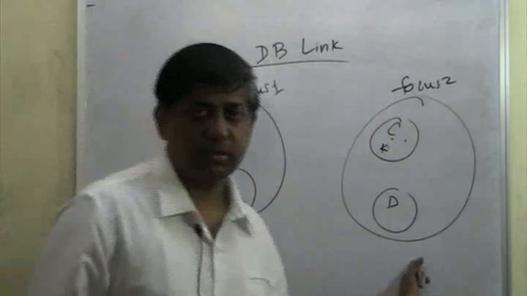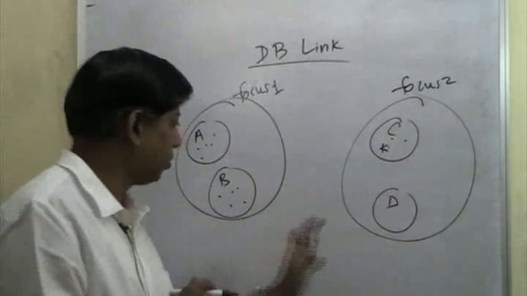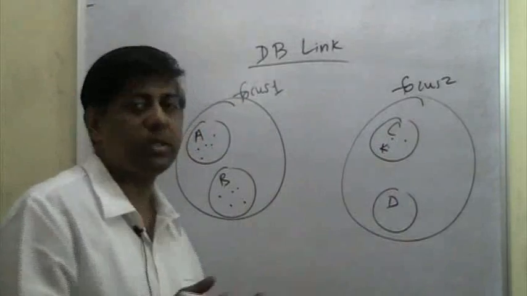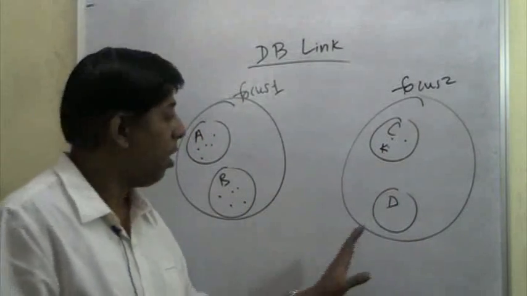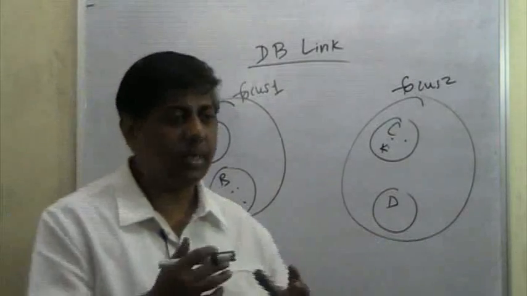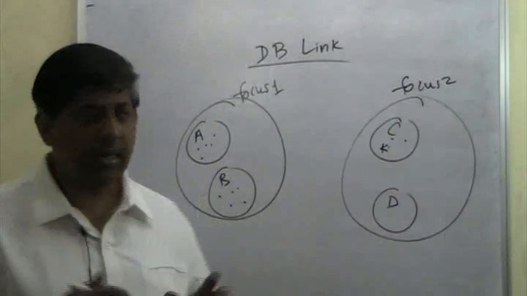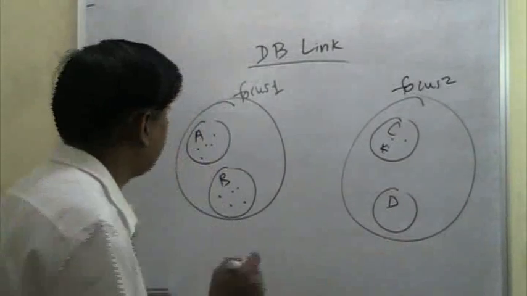These two databases can be on the same machine, both on the same Windows machine, or both running on the same Linux or Unix machine, or one could be on Windows and the other on Unix, or whatever. I don't care where they are running. All I am concerned about is that there are two databases running. Now, what is a DB link?